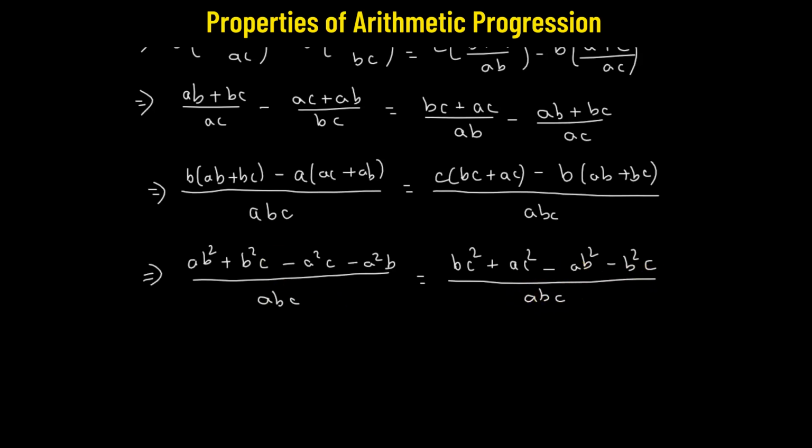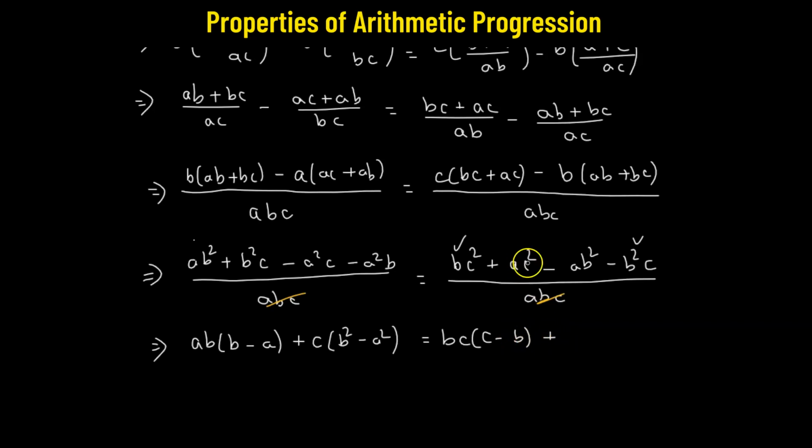We can cancel out the abc from the denominator of both sides, and then we'll take ab as the common factor. So here we'll have b, and from negative a squared b we'll have a, plus we're going to take c as the common factor and combine the second and the third term. So it's going to give us b squared minus a squared. Next, on the right hand side, we're going to combine bc squared and negative b squared c by taking bc as the common factor. So we have c minus b.